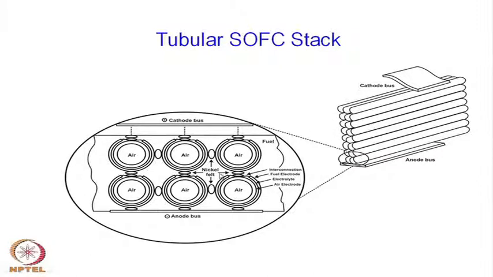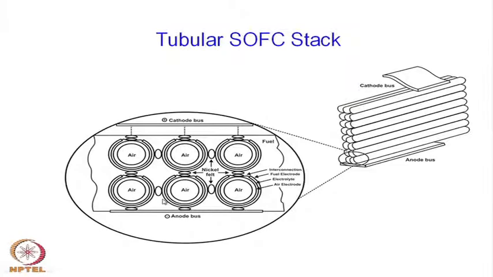So, stacking is relatively simple, and of course, you have gas connections which are not shown here. There will be manifolds for gas inlets as well as outlets from one of the ends, because these are normally closed end tubes. So, gas has to come from the other side and then go outside. So, those manifolds have to be put in place.